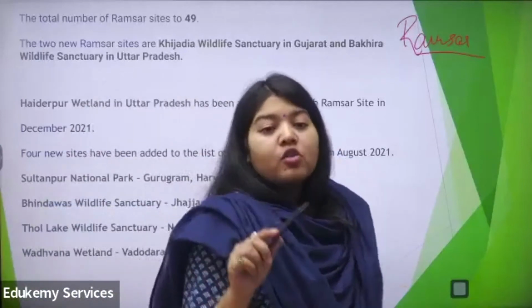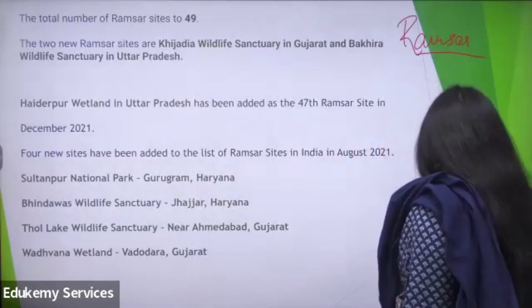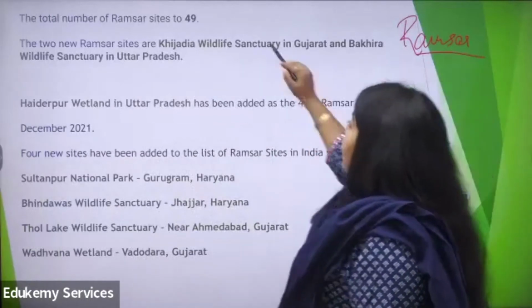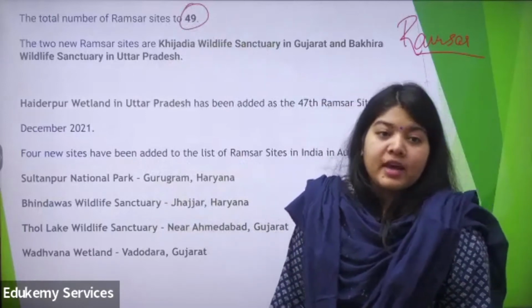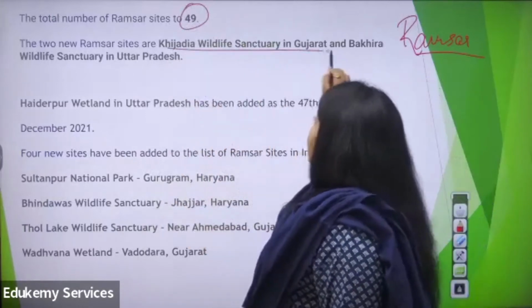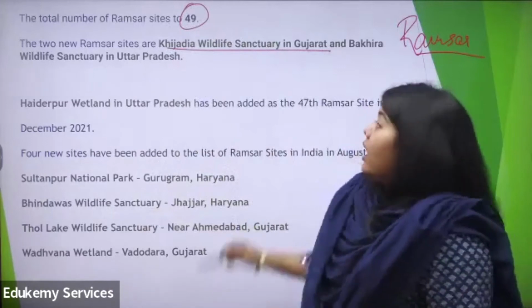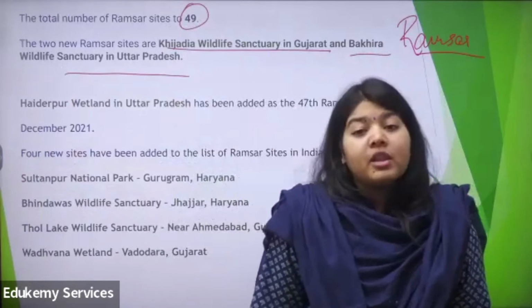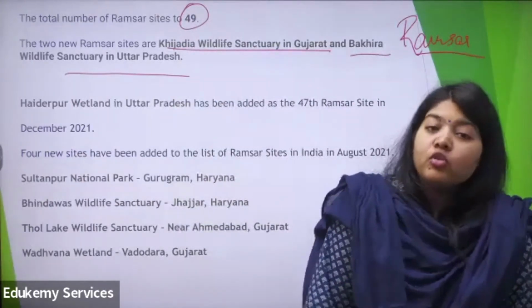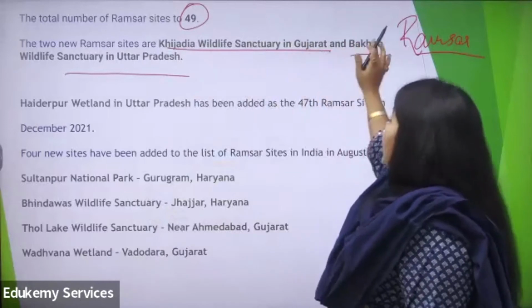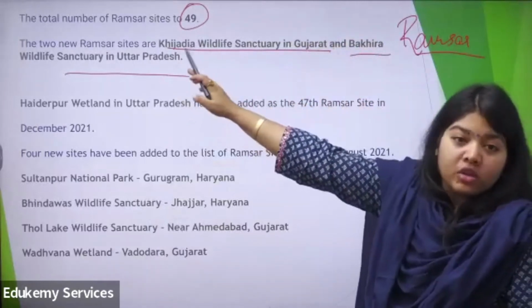Let us first look at the list. How many sites are there in India which are now part of Ramsar Convention? I have 49 sites. The two new are Khejadia Wildlife Sanctuary of Gujarat and Bakhira Wildlife Sanctuary in Uttar Pradesh. Uttar Pradesh in the last 2 years has gained Ramsar sites. Earlier, Uttar Pradesh did not have Ramsar sites. So you have Khejadia in Gujarat and Bakhira Wildlife Sanctuary in Uttar Pradesh.